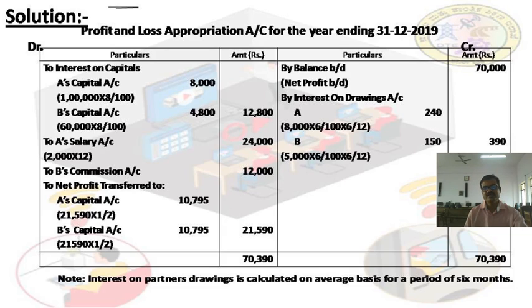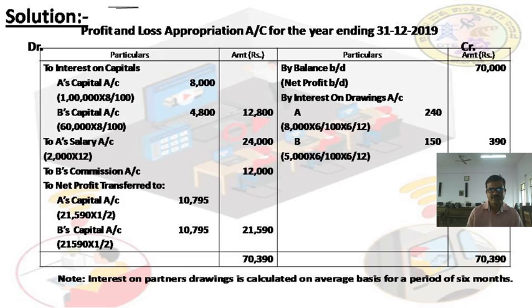The second information they have given is interest on capital. You know that interest on capital we have to write on the debit side of the profit and loss appropriation account. So write on the debit side, to interest on capital. First you need to calculate the interest on capital of Mr. A. A's capital is 1 lakh. Interest on capital is given as 8%. 1 lakh multiplied by 8 divided by 100. We will get the interest on capital of Mr. A as 8,000. In the inner column you have to write 8,000.